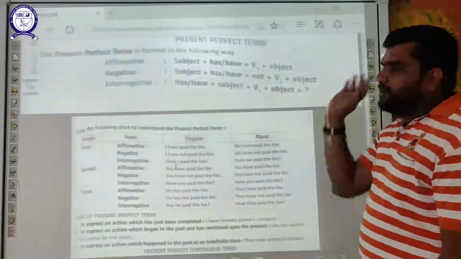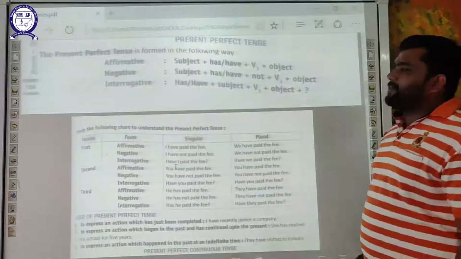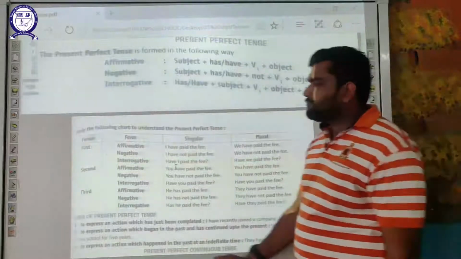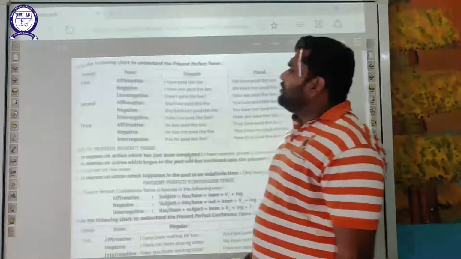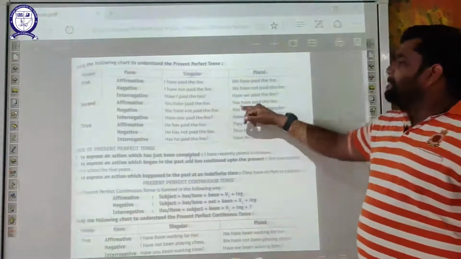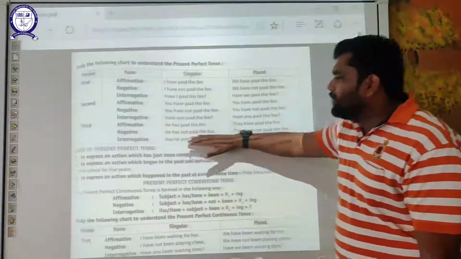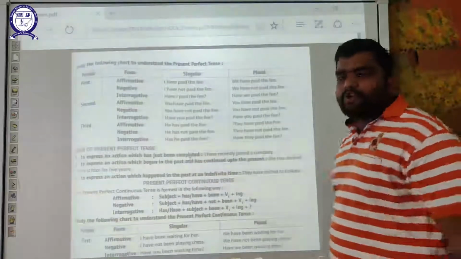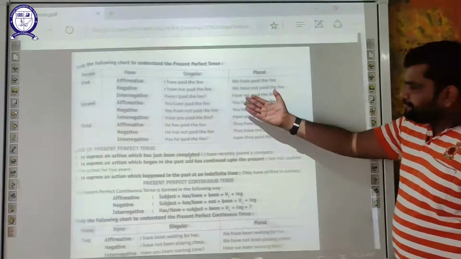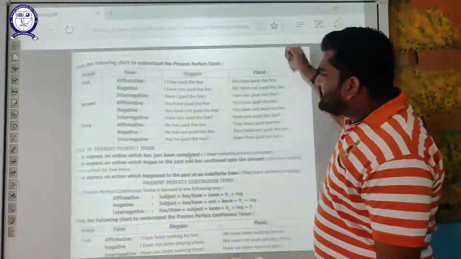Interrogative: helping verb comes here, and after that subject. Okay, have you completed the work? Like getting some examples. You have paid the fee. You have paid the fee for plural too. He has not paid the fee. They have not paid the fee. Okay, I have not paid the fee. We have not paid the fee. This is the singular and this is the plural.